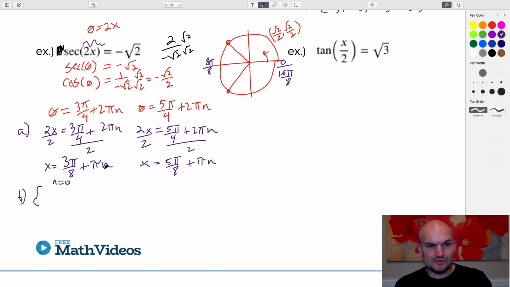So I'm just going to plug in n equals 0, and I get 3 pi over 8. That works. So I'll say 3 pi over 8. And with 0 here, I get 5 pi over 8. Got it. Okay, what about when n is equal to 1?